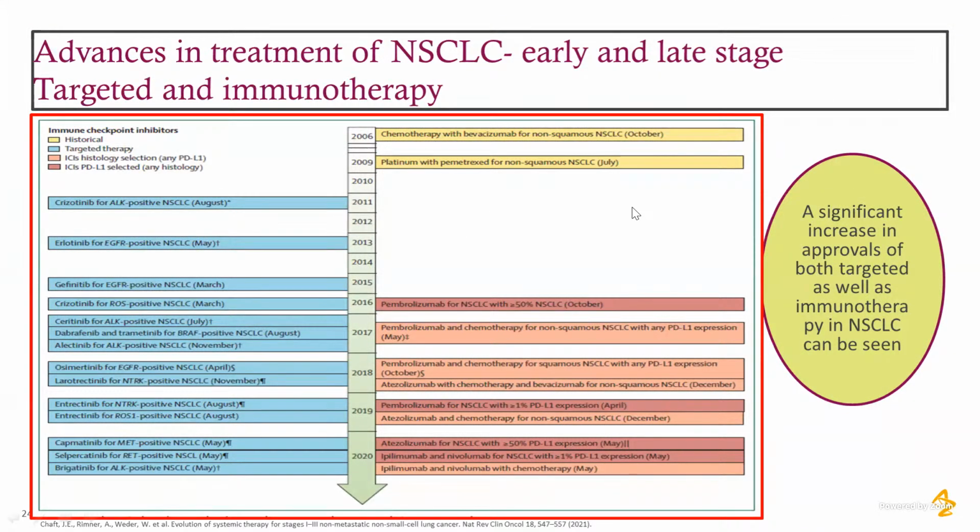This is the timeline of how the treatment of non-small cell lung carcinoma, from early to late stage, targeted and immunotherapy, has changed. As we see here, in 2006 chemotherapy with bevacizumab for non-squamous cell lung carcinoma started. And now in 2020, capmatinib and others, you can see a significant increase in approval of both targeted as well as immunotherapy in non-small cell lung carcinoma.